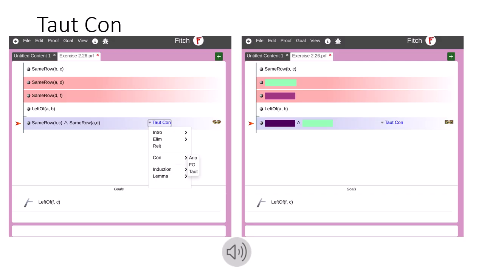And again, it will require you to cite some sentences. Here I've highlighted those sentences in red, same row AD, same row DF. And the row that I'm trying to justify is the one with the little arrow, same row BC and same row AD. When you pick tautological consequence, what Fitch will do behind the scenes is basically construct a joint truth table for all of those sentences. And then it'll look in the rows where the premises or the cited sentences are true and see if the sentence you're trying to justify is also true in those circumstances as well.